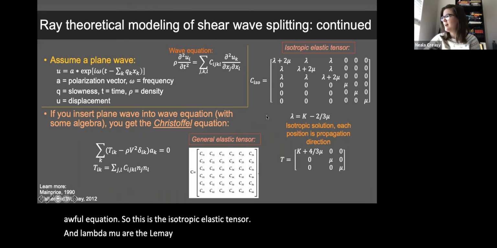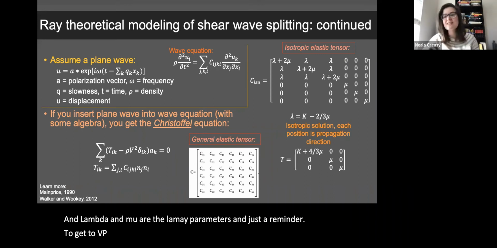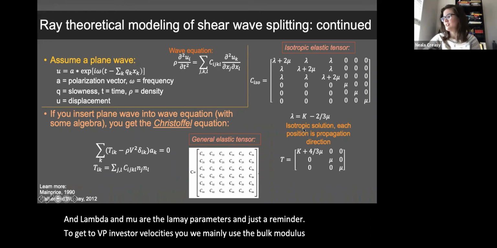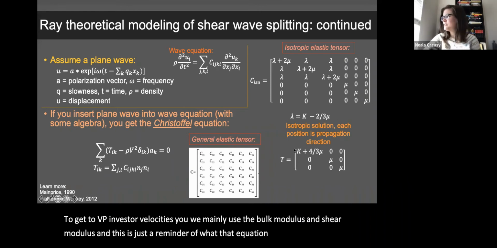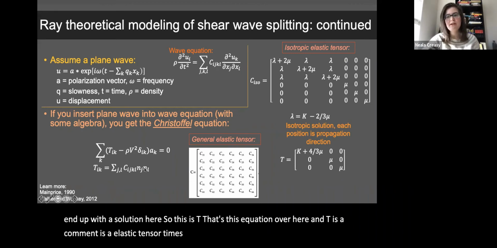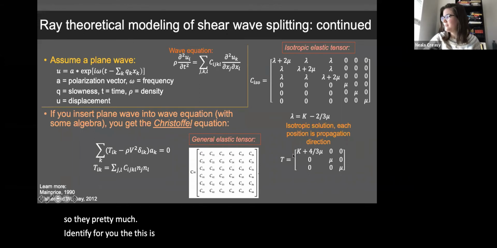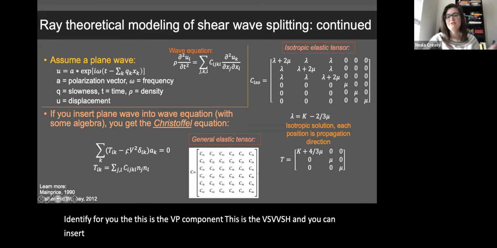And just a reminder, to get to the VP and VS velocities, we mainly use the bulk modulus and shear modulus, and this is the equation for that. Ultimately, we end up with a solution here. This is T, that's this equation over here, and T is the elastic tensor times these different polarization vectors. They identify for you the VP component, the VSV and the VSH, and you can insert this into this equation and solve for velocity.